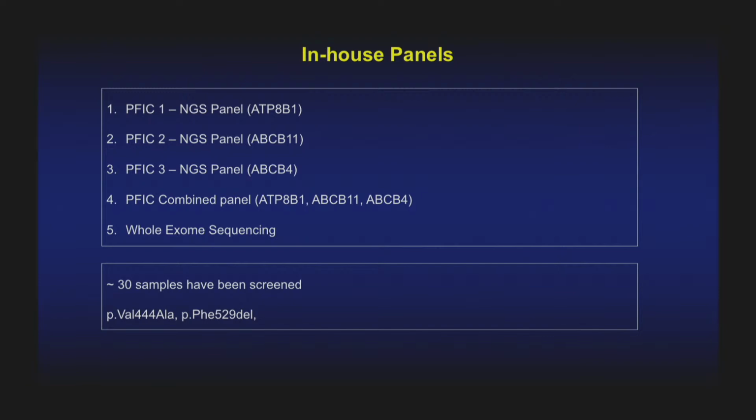That is, if you are very confident about the phenotype and just want to do a targeted testing, say for example PFIC 1, you can order this particular test. Or in case you want to do all the 3, you can do a combined panel. That is, we put together all the 3 genes and offer it as a panel, PFIC 1, 2 and 3. And of course, as I said, you can also go for a whole exome sequencing in case you want to do a more comprehensive testing.